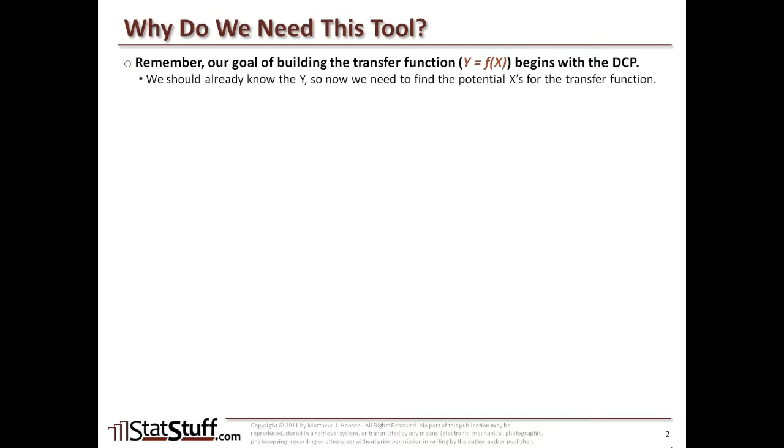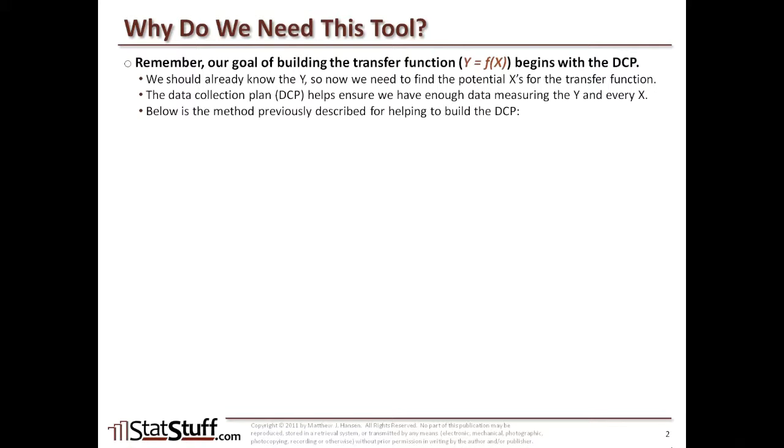on identifying root causes. Remember, what we're trying to do here is to build the transfer function. That's the y equals f of x. In order to do that, we have to begin with trying to build the data collection plan, or the DCP. So we should already know what the project y is. So now we need to find out what are those potential x's for that transfer function. And it's the data collection plan that's going to help us ensure that we have enough data for measuring that y and every one of those x's within the transfer function.